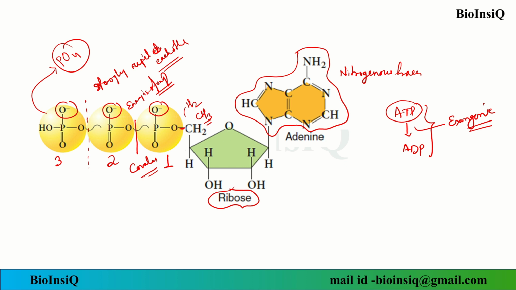Eventually that ATP breaks down to ADP, and that ADP attaches to another phosphate group and is converted back to ATP, right? That is known as an endergonic reaction, right?